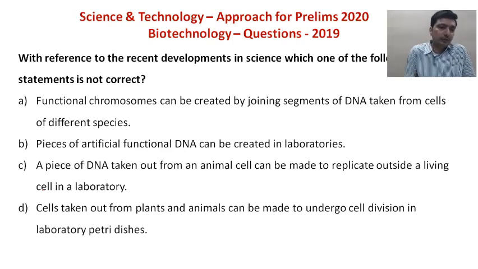Right. So next we'll talk about, with reference to the recent developments in science, which of the following statements is not correct. I really like this question because they're asking your overall understanding in biotechnology to see which of these statements are not correct. So the first one is functional chromosomes can be created by joining segments of DNA taken from cells of different species. Can we take DNA from different species and combine them to form one functional chromosome? I have not heard about this being done. Yes, synthetic chromosomes were made by Chinese scientists in East, but not by joining DNA segments coming from different species like that. So this I'll put on hold, and let's see the other options.